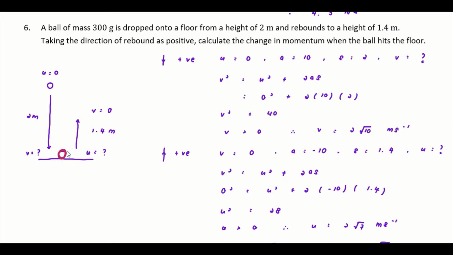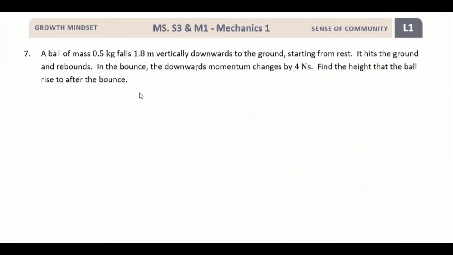Okay, let's move on to question 7. A ball of mass 0.5 kg falls 1.8 meter vertically downwards to the ground starting from rest. The situation is the same as question 6, but the question that they ask is different. So it drops from 1.8 meter vertically downwards, starting from rest. In a bounce, the ball hits the ground and rebounds.